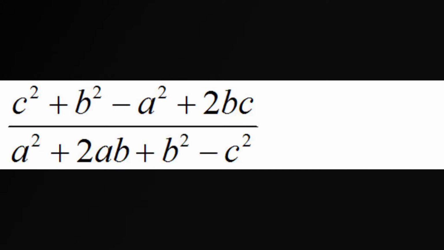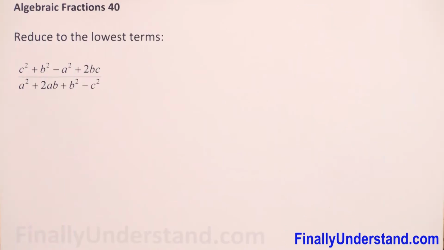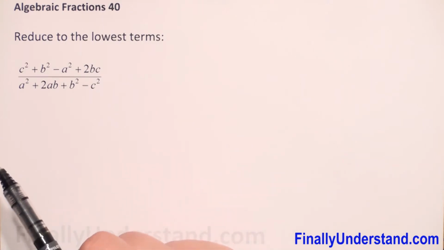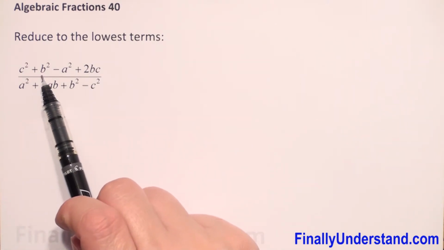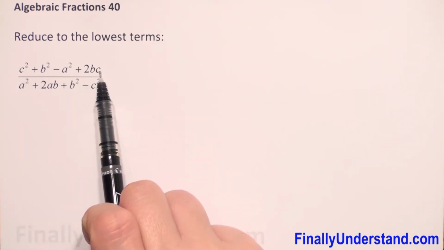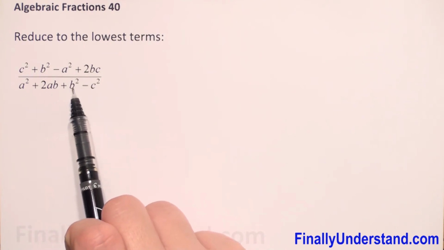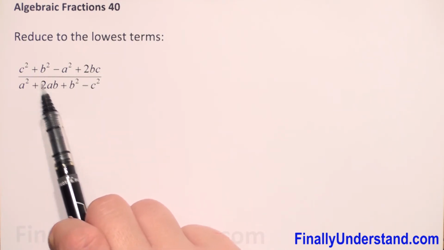We have to reduce to the lowest terms given algebraic fraction. So we know that we can reduce only when we have multiplication in the numerator and in the denominator. So first we need to factorize numerator and the denominator. So let's see what we have here. We have c squared, b squared, and we have 2bc. We have a squared, b squared, and 2ab.